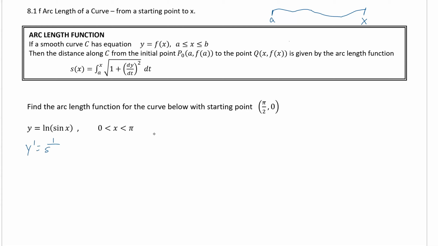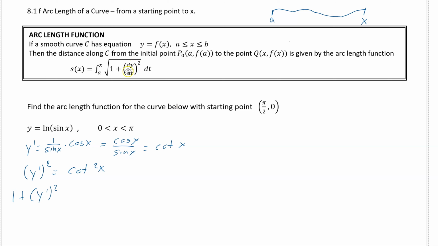So this is 1 over sine x times, and then it's chain rule. So cosine x. That's cosine x over sine x, which is cotangent x. Next step is we square it, just like before. So we get cotangent squared x, and then we add 1. So we're just working our way out just like before. We find our y prime, we square it, we add the 1, and then we'll square root it. So there's no difference here.